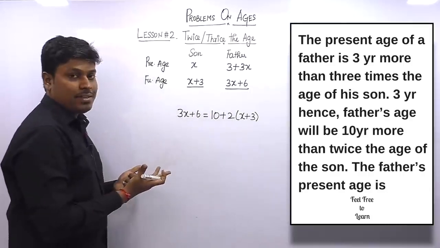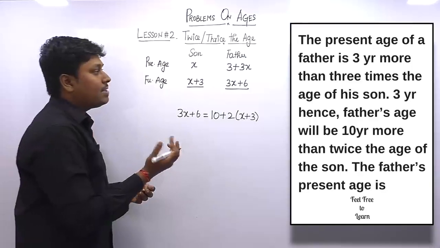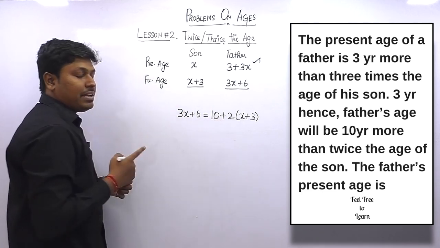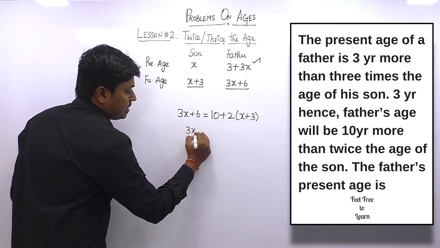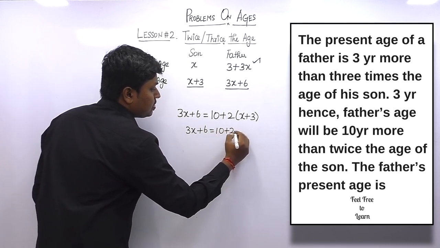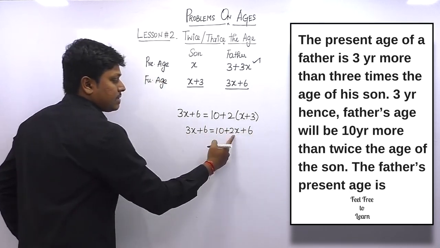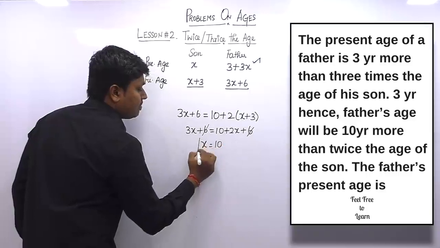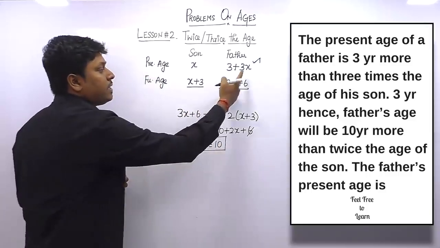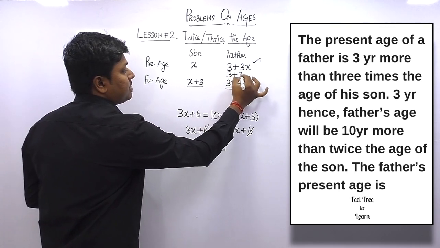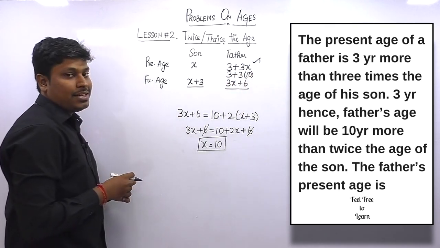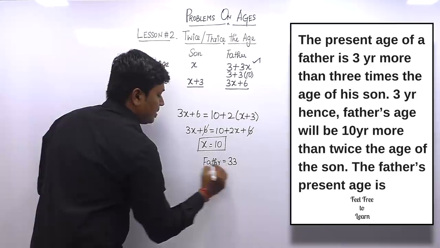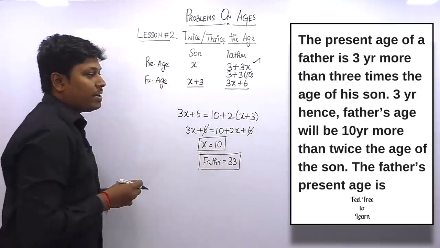So now we need to solve this equation, and what is our target? Our target is to find the father's present age. So father's present age will be 3 plus 3x, right? So let me solve this equation and we can find the value of x. So this can be written as 3x plus 6 is equal to 10 plus 2x plus 6. So 3x minus 2x, the value will be x. I think you can cancel 6 and 6 here. So the value of x will be 10. And our target is to find the father's present age. So 3 plus 3 into 10. 10 into 3 will be 30. 30 plus 3 will be 33. So finally the father's present age will be 33, which will be the answer for question number 3.